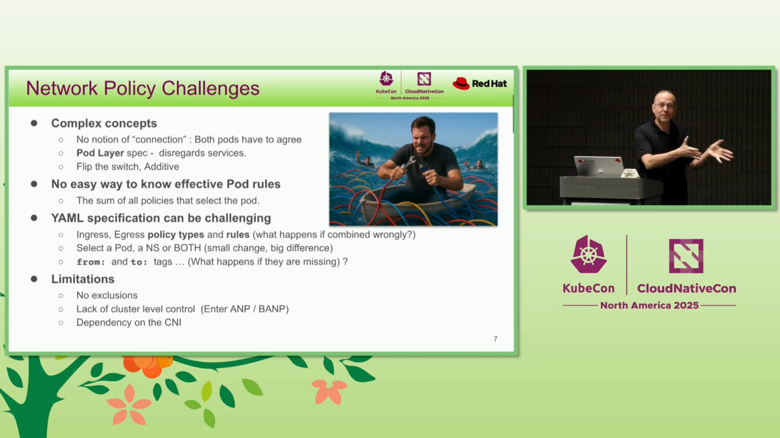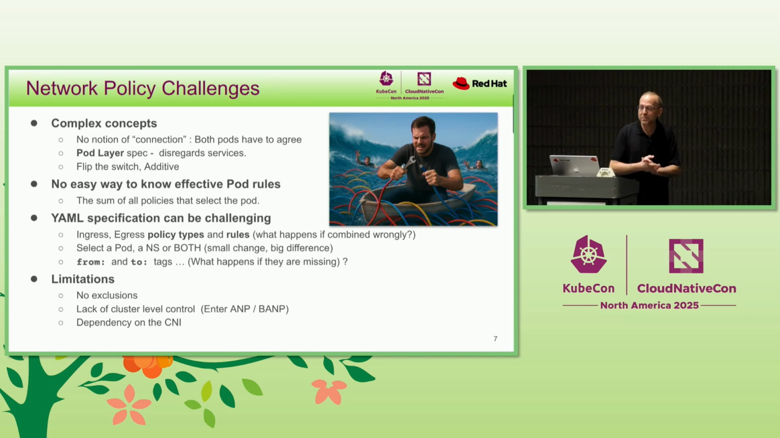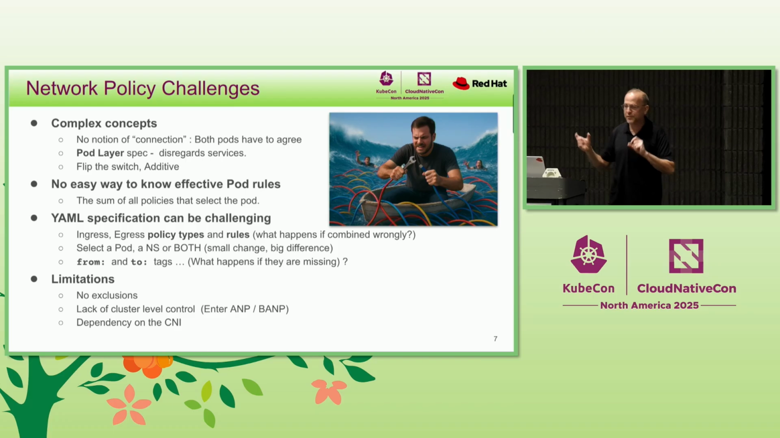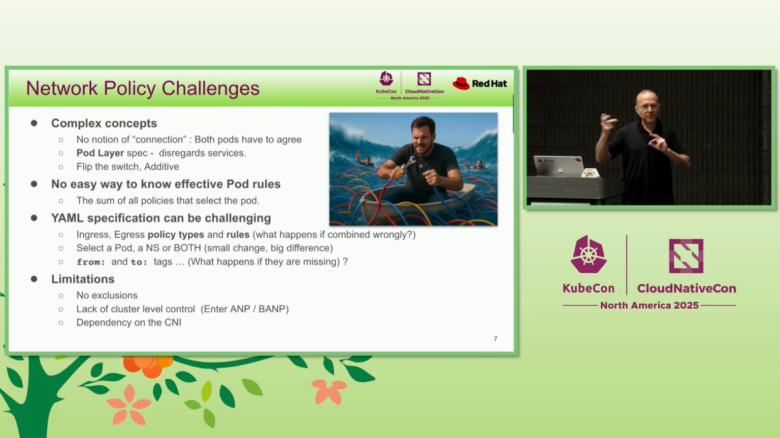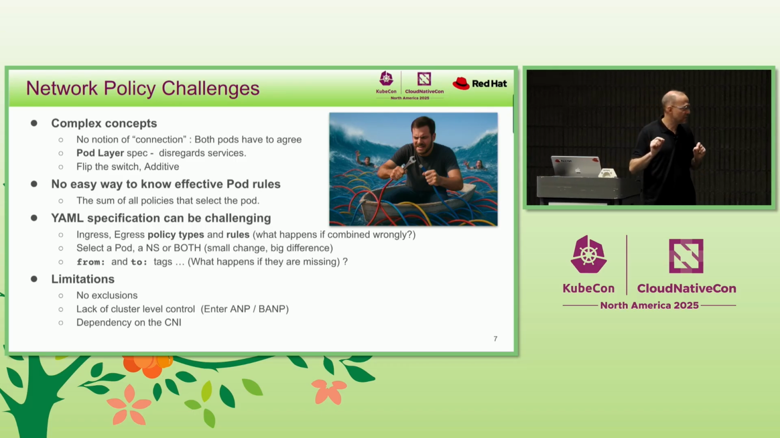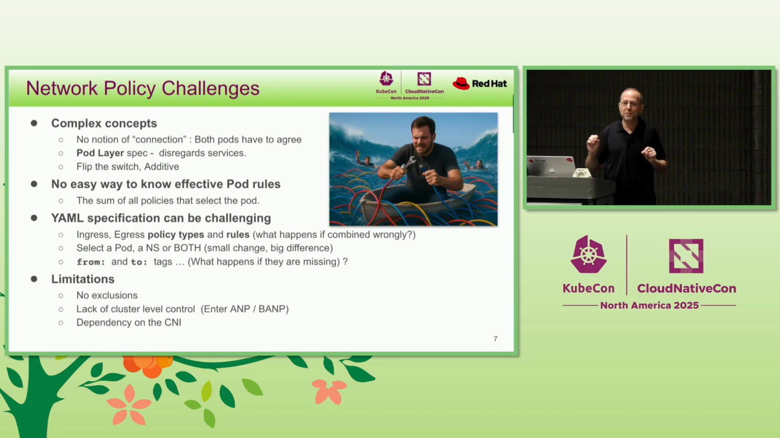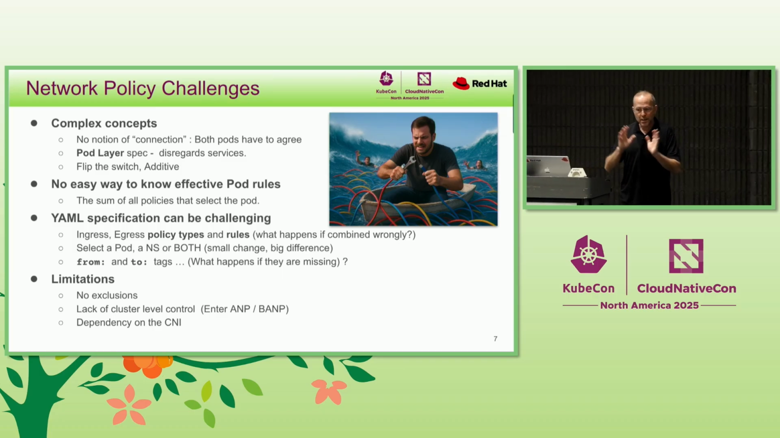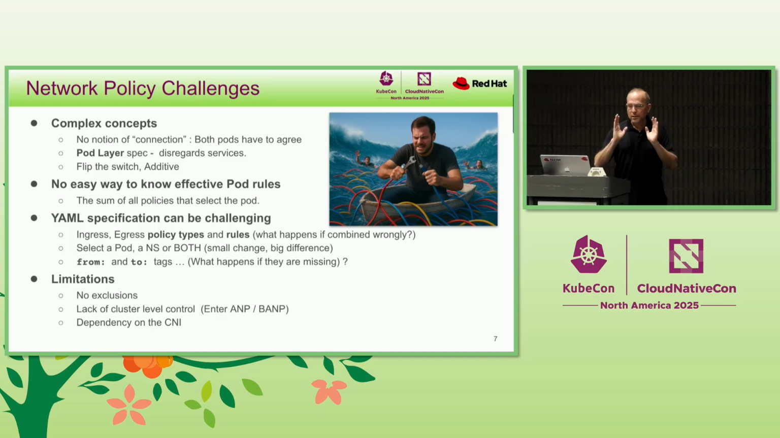Now, beyond that, going into the YAML spec, that's not for the faint of heart. There are ingress and egress policies, and within them there are ingress and egress rules. What happens if you mix them in the wrong way? You select a pod or a namespace. If you select both, it's pretty much the difference of a semicolon between the two, and it has a big impact. You have the from tags and to tags. What happens if they're missing? No tooling makes this very difficult.